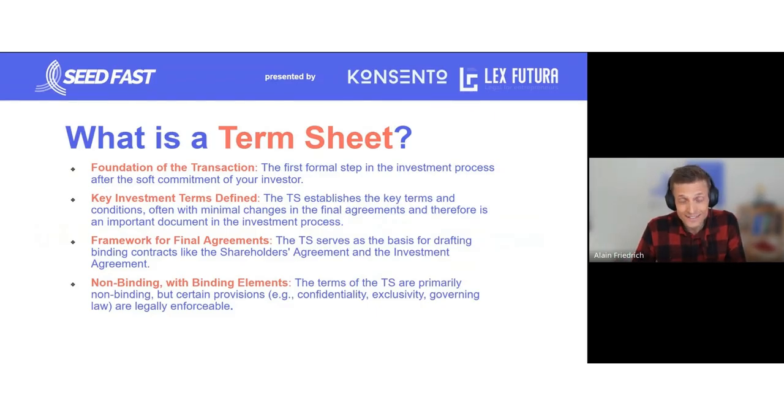However, you are right, the term sheet is not binding. There are a few exceptions. For example, the confidentiality clause, the exclusivity clause, the governing law clause, and the jurisdiction clause are usually binding, but not the others. However, again, the term sheet generally sets the tone for the agreements that come later.